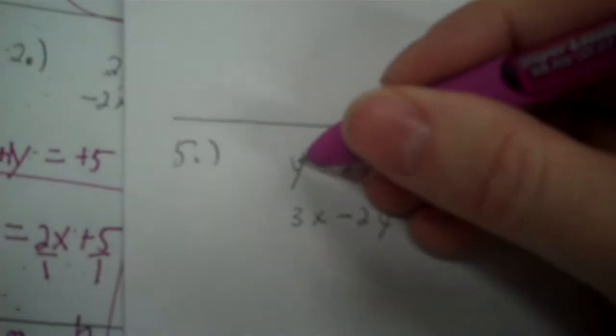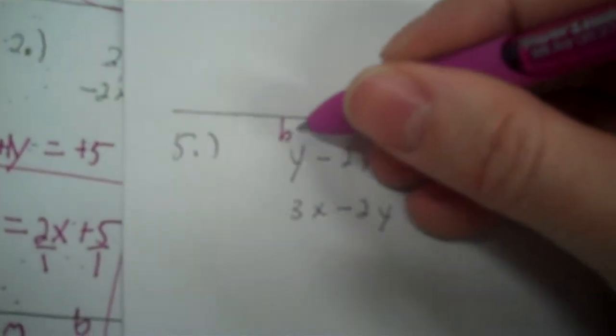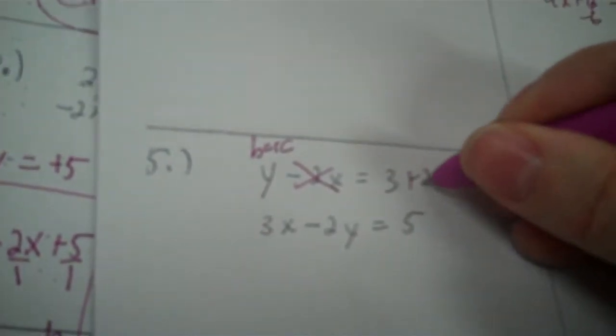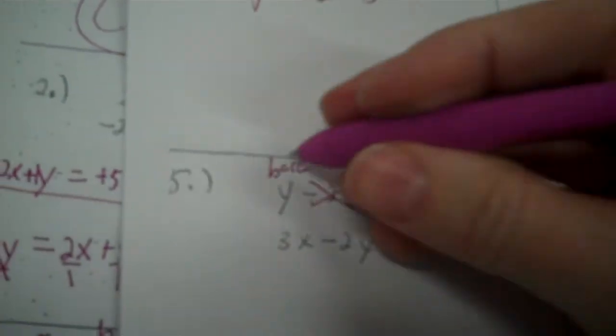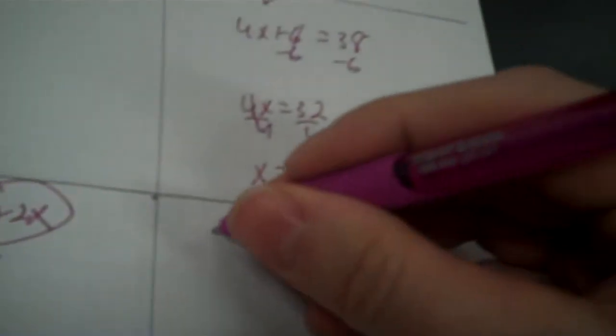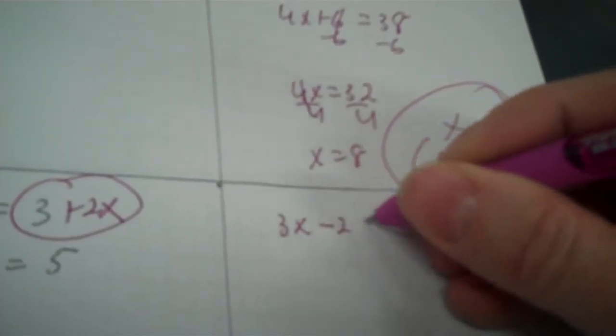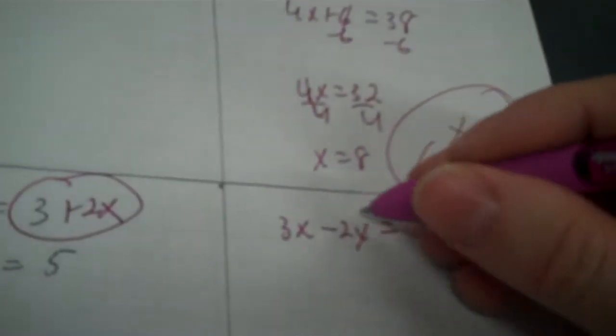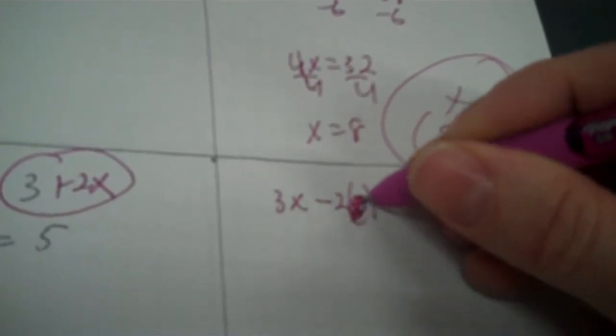Okay, number 5. You still need to use substitution. Now this is the letter we're going to use as our base. I just need to move that minus 2 over as plus 2x. Okay, now we're good. Write the other equation, 3x minus 2y equals 5. Now my y is the base again. And I put 3 plus 2x.